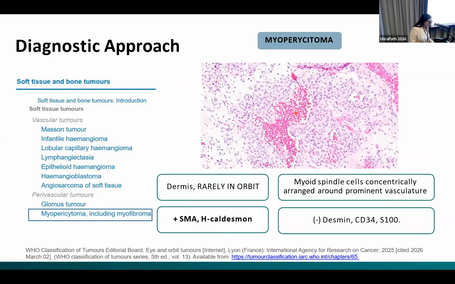This is a good possibility, but another one is a myopericytoma. Actually, the most frequent location of this tumor is in the dermis, but rarely it can affect the orbit region. This lesion is composed of mild spindle cells with a prominent vasculature, so we can maybe have some features similar to your case. And this entity is positive for SMA and caldesmon, but negative for desmin.